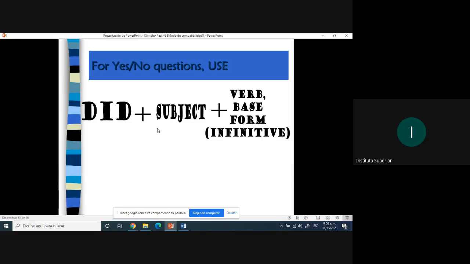What do we have? Did you go to work yesterday? So what are we doing here? In order to create questions, we just move the did to the beginning of the question, and then we have the subject, and then we have the verb in infinitive. Example, did you go to work yesterday? Okay, guys, do you have any questions? Hasta aquí, any question? Everything clear?